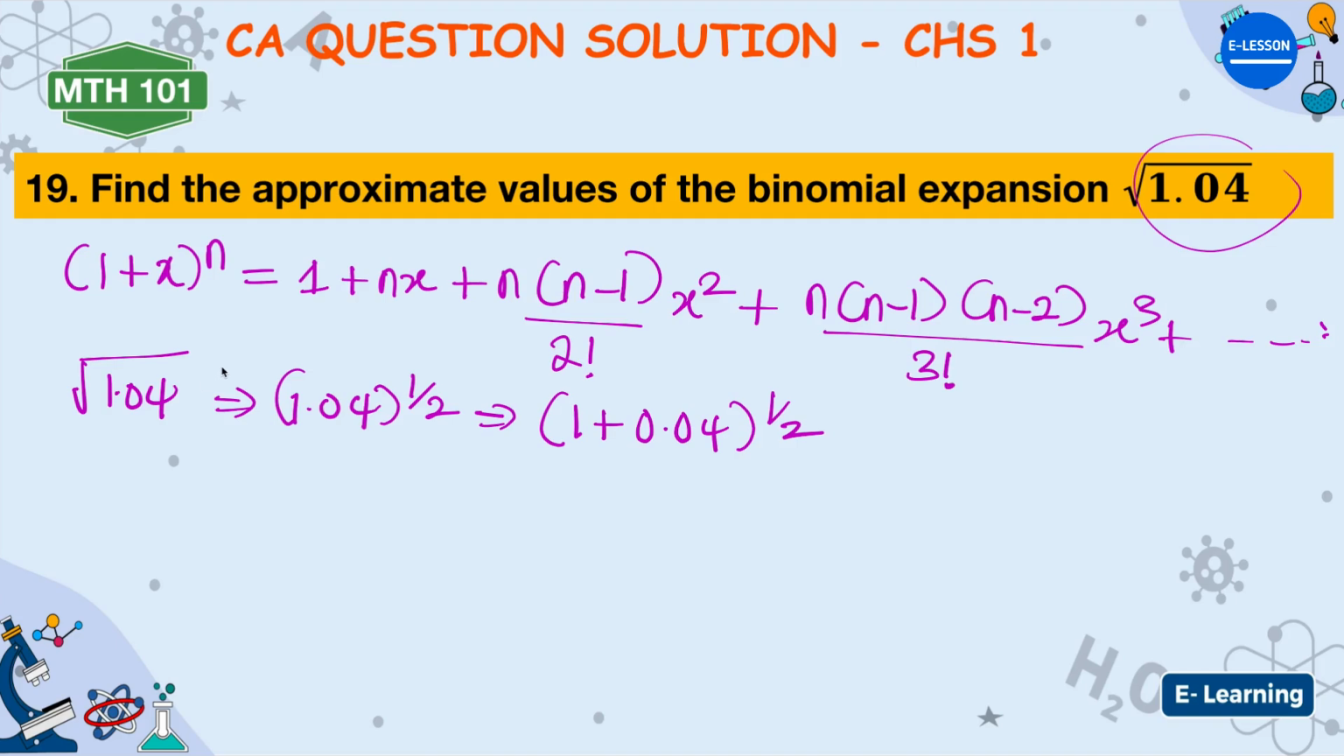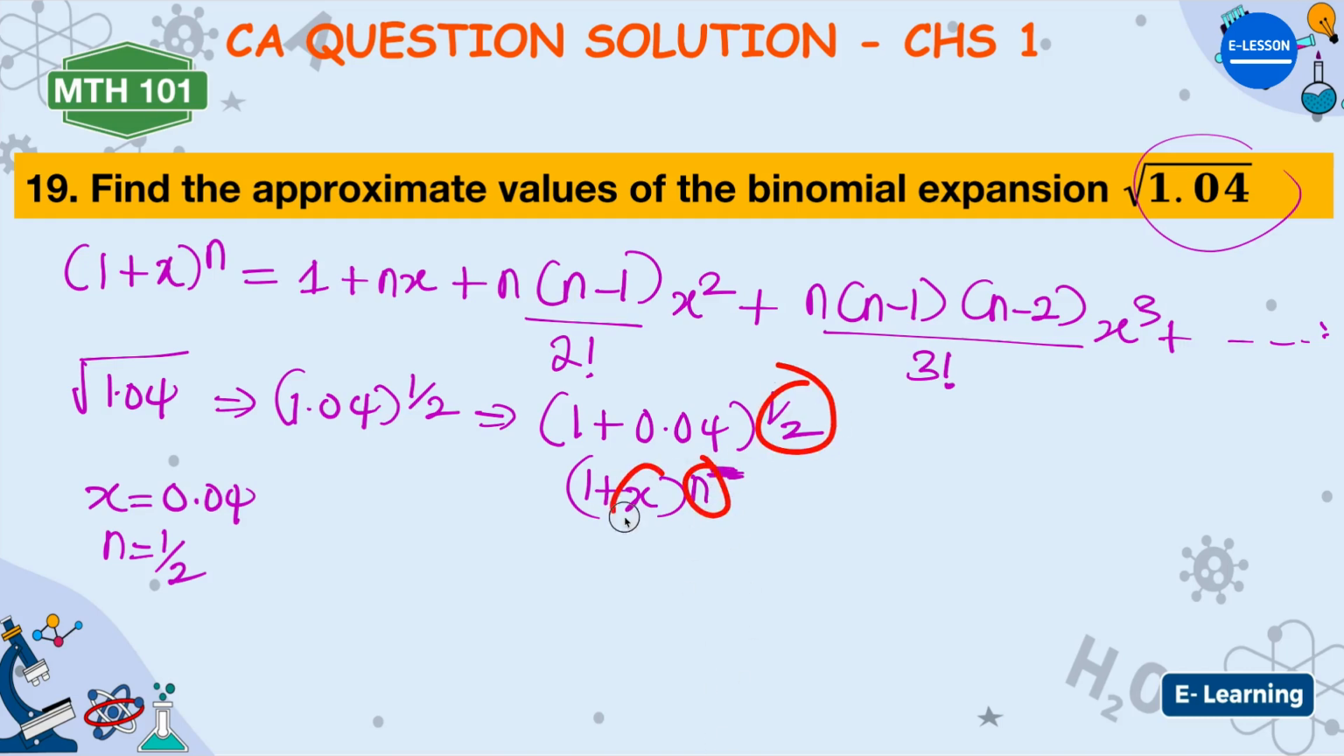Raised to the power of half. So in this question, our x is 0.04 and our n is half, because this is how the expression is now. If you compare it with what we have, 1 plus x to the power of n, n is this half here and x is this 0.04. Is that okay?